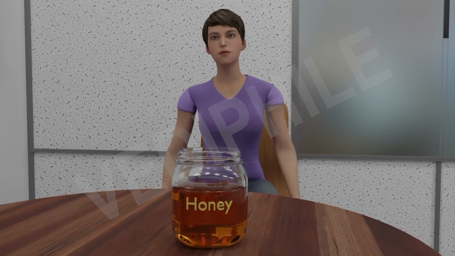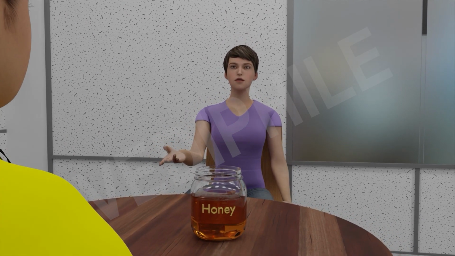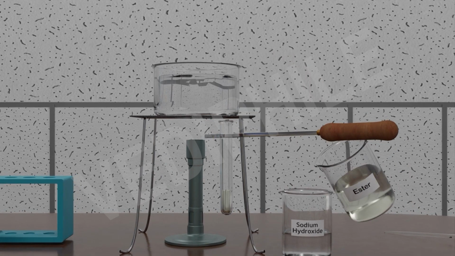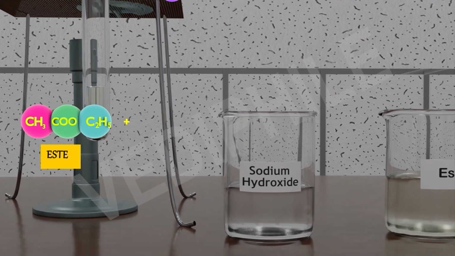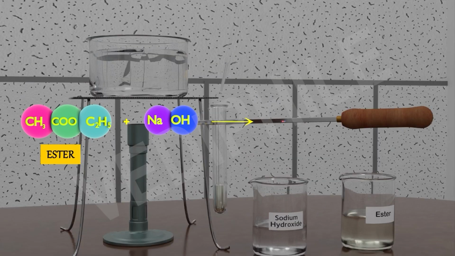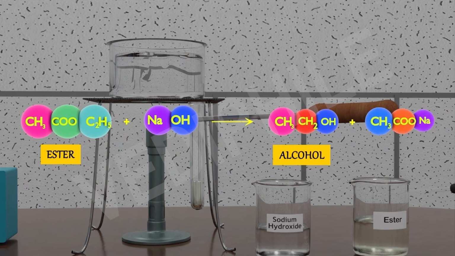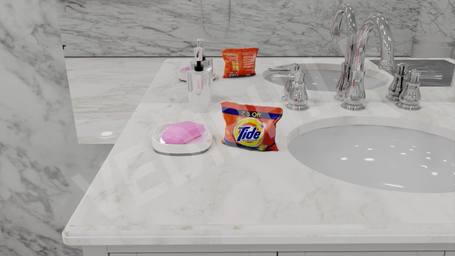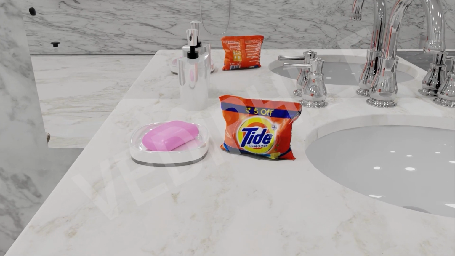So, can we convert this ester back into ethanoic acid and alcohol? Yes, we can do it very easily. But that reaction involves alkali. So, on treatment with sodium hydroxide, which is an alkali, the ester is converted back to alcohol and sodium salt of carboxylic acid is formed. This reaction is known as saponification because it is used in the preparation of soap.